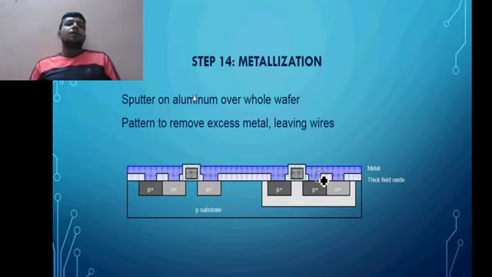So here you are placing aluminium over the whole wafer. So this will be for the contacts from the outside to the inside of the chip. So wherever the contacts are needed, there the metal aluminum is kept, and in the other places it is taken off.